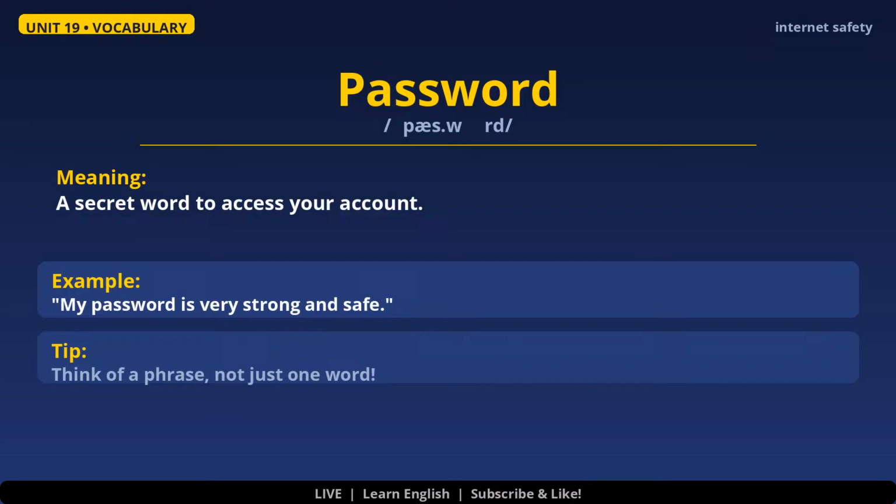The word is password. A secret word to access your account. Here's an example. My password is very strong and safe. Remember, think of a phrase, not just one word.